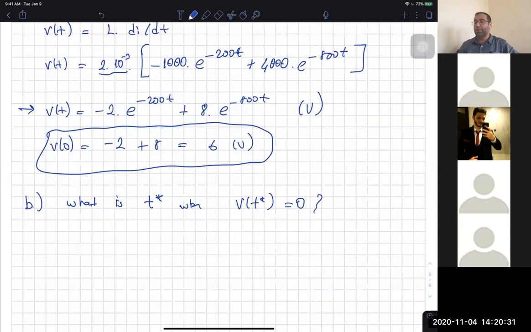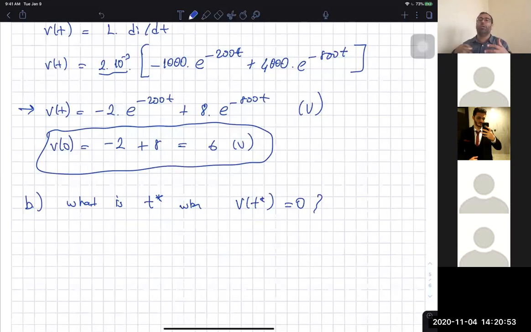Okay, sorry, we don't need to take the derivative. Let me just look at the solution, just to read the solution. Calculate the time instant when voltage reaches 0. Okay, sorry, this is my mistake. We don't really need to go ahead and take the derivative.